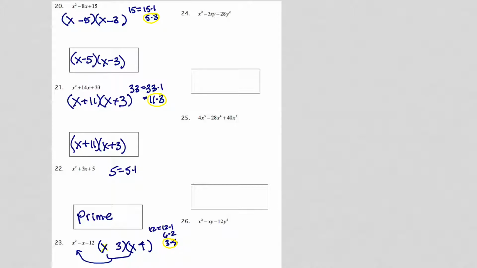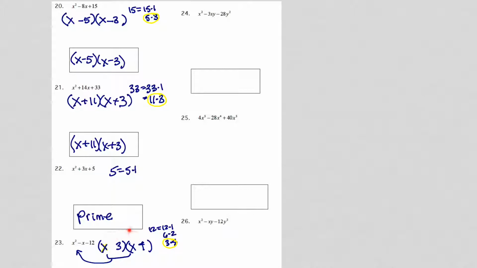Now, that 12 there is negative. So if I multiply two numbers together and I get a negative, these two numbers have to have opposite signs. So what I'm going to do is take that minus sign right there, and associate it with the bigger of these two products. Now what I mean is this.